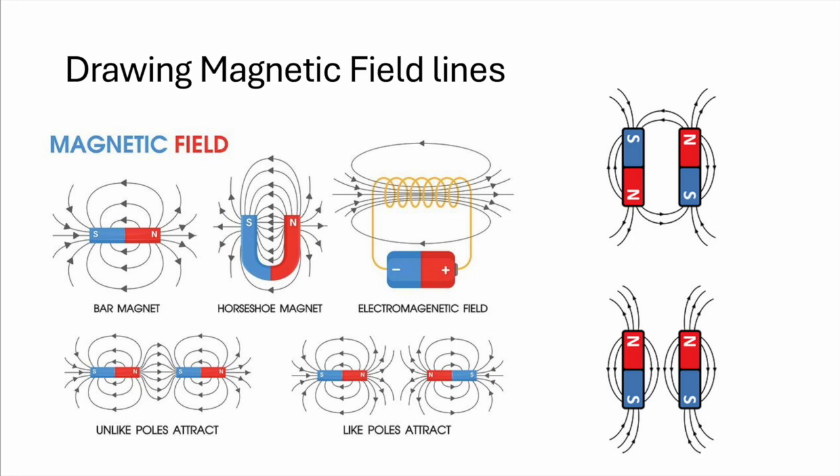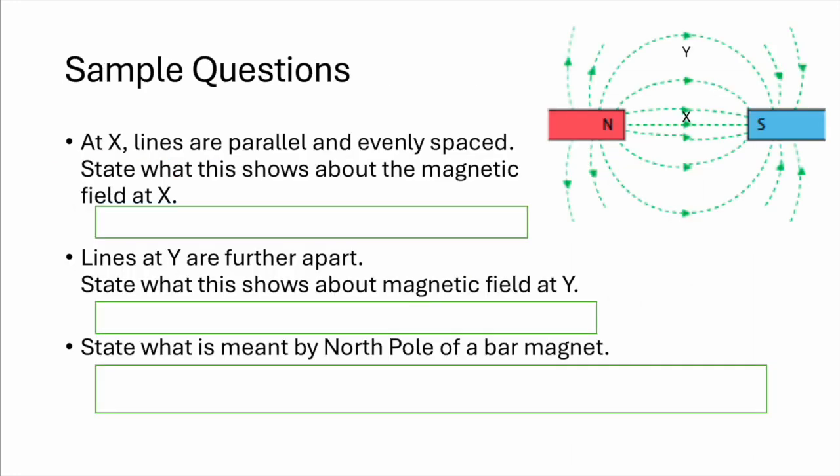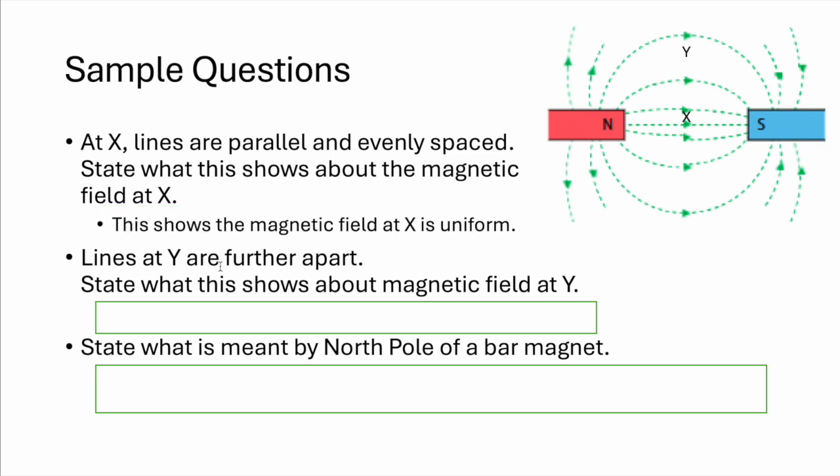So like I mentioned, it's quite a simple chapter. Of course, it's not going to be as easy as the primary school version. Okay, the figure shows the magnetic field between the North Pole and South Pole of two magnets. Lines are linear and parallel, evenly spaced. What does this say about the magnetic field at X? This shows that it is uniform, like mentioned earlier in the video.